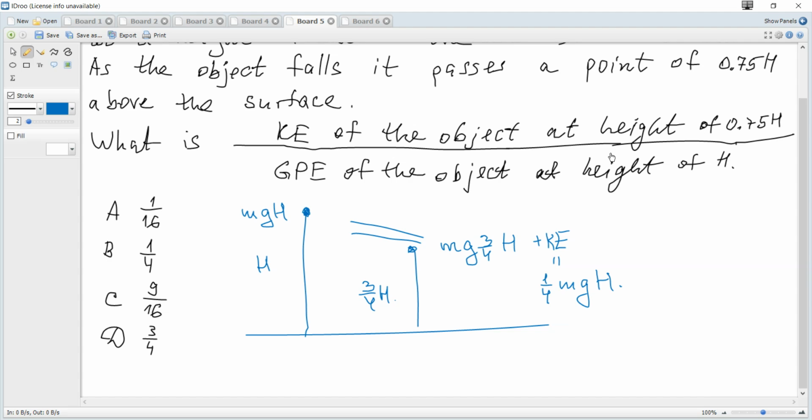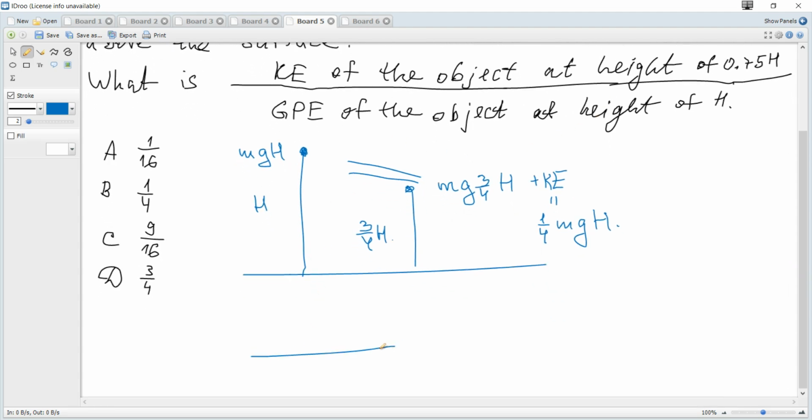And hence the required ratio becomes kinetic at 0.75, it's 1/4 mgh, and gravitational potential at h is just mgh. So the required ratio is equal to 1/4.